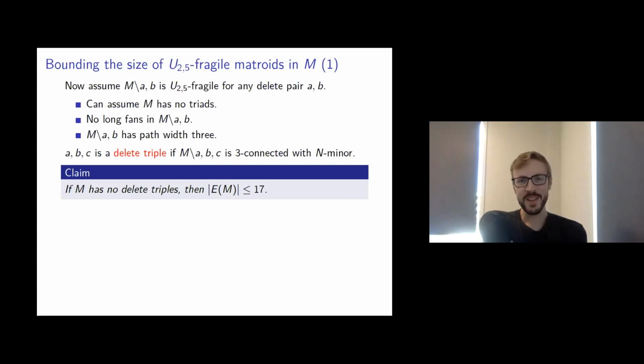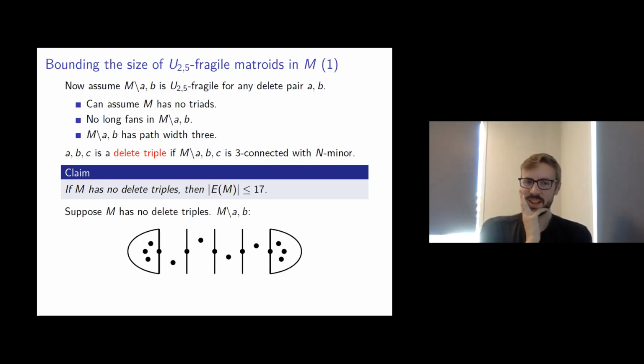Okay, so these delete pairs are great, but a delete triple is even more useful. A delete triple is precisely what you might think it would be. It's a triple of elements such that when you delete them, you get something 3-connected with the minor. The first thing I'm going to argue is that if your matroid has no delete triples, then you've got bounded size. So suppose you've got some matroid that has no delete triples. We know that we've got a delete pair, and the fragile matroid we get after deleting this pair has this path-like structure, so it looks like this here.